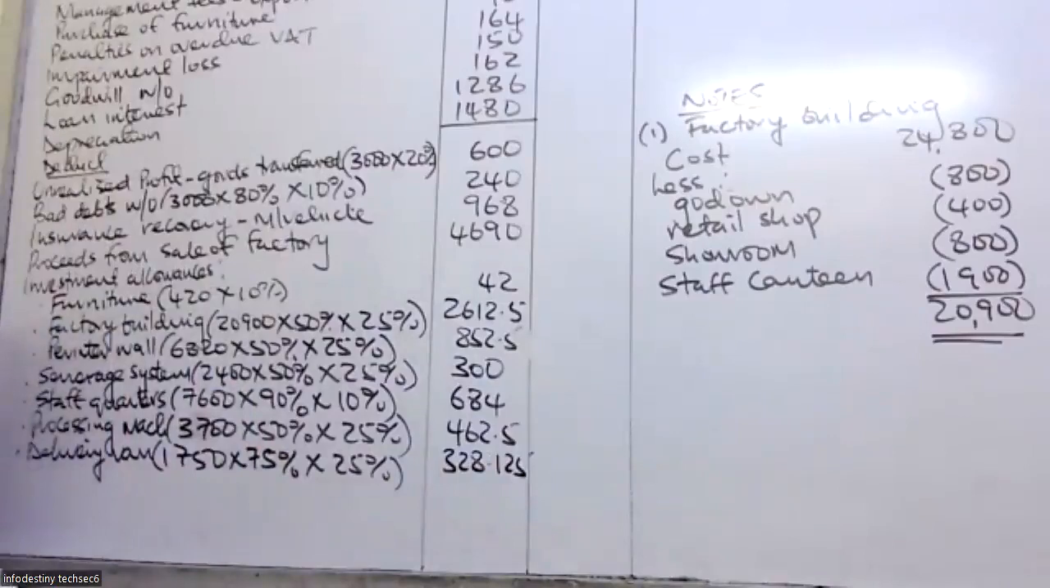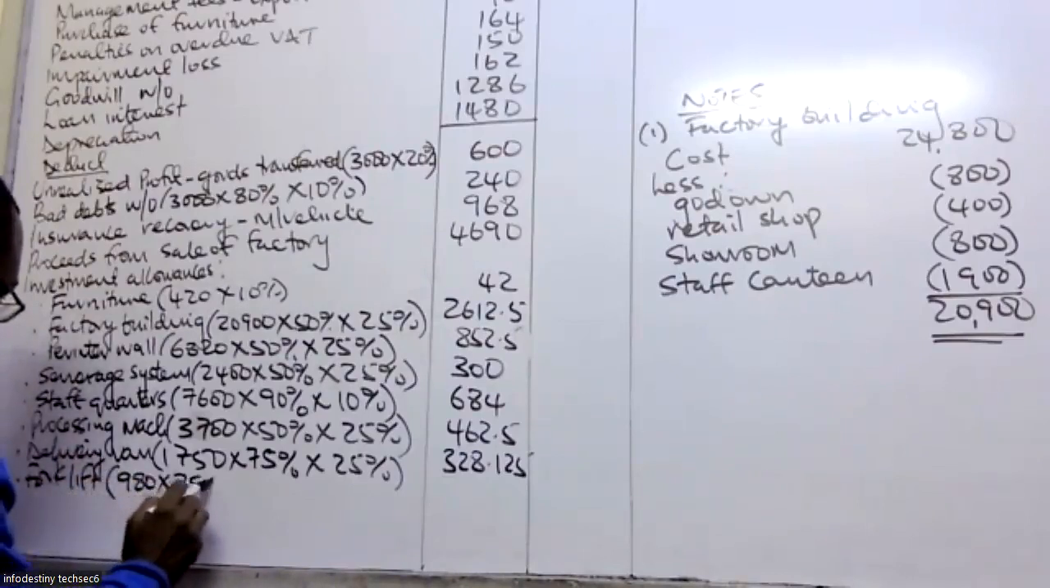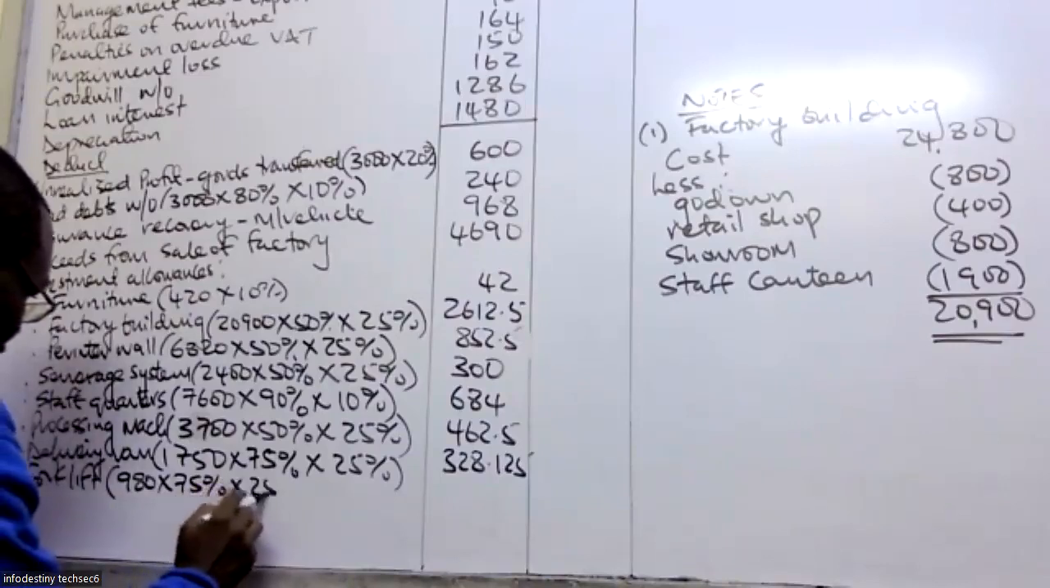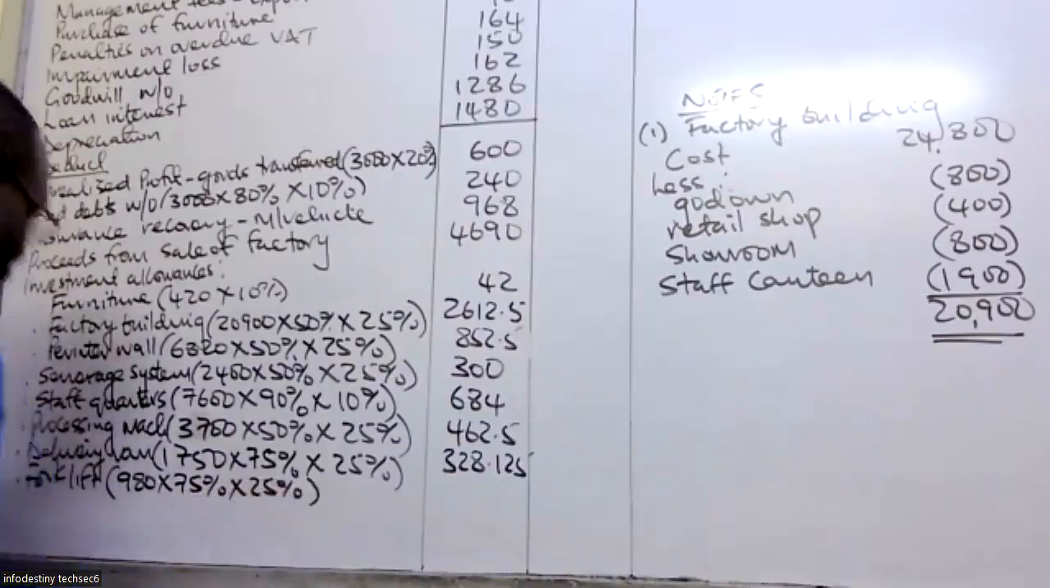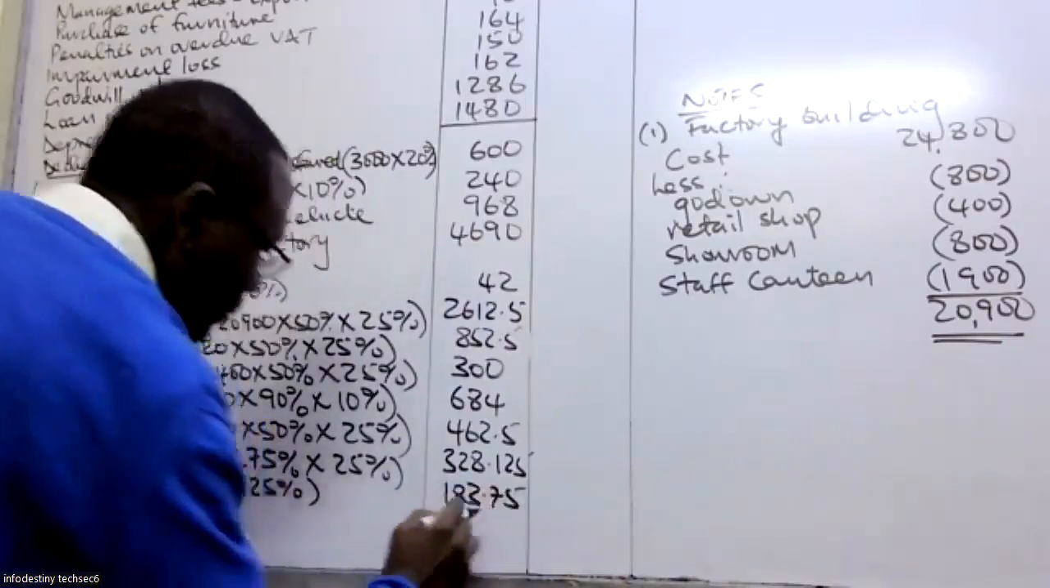328.125. Then you have a forklift. We'll deal with it similarly. So forklift is 980. We get 75%, we get the residual, then you get 25% of that. You get how much? 183.75.